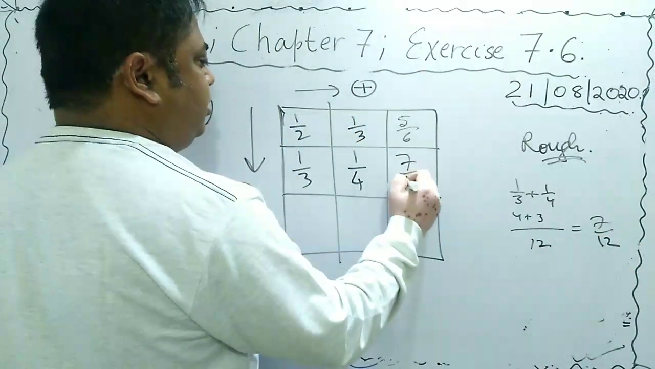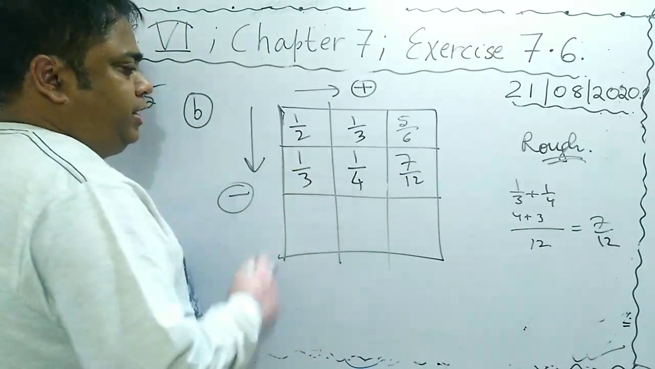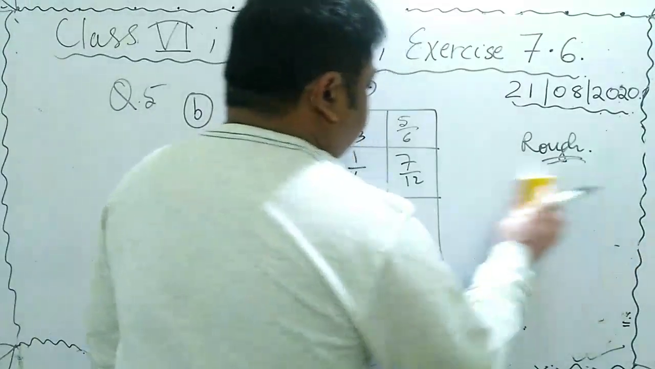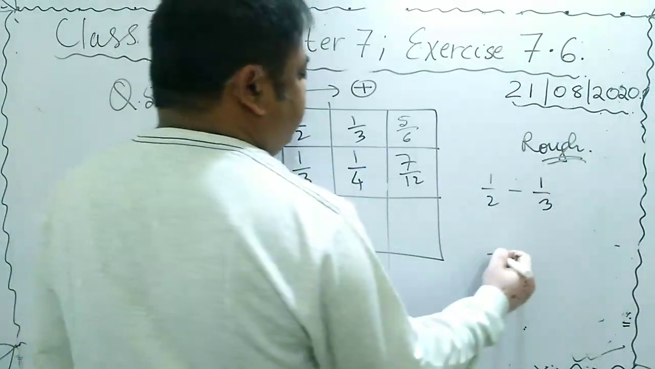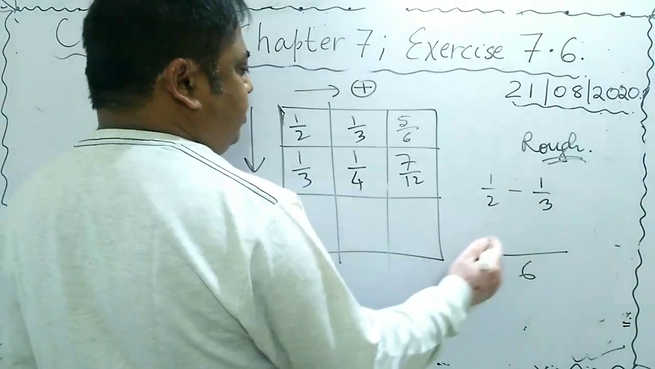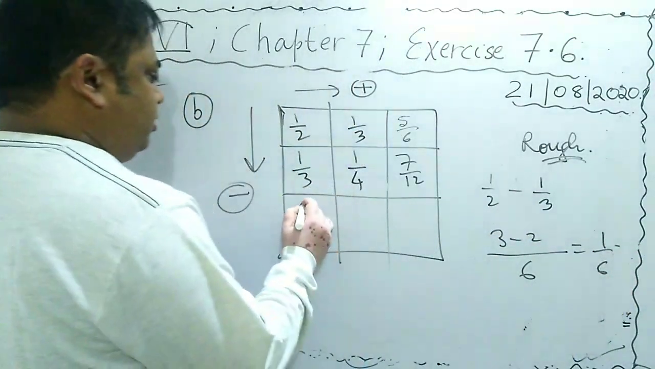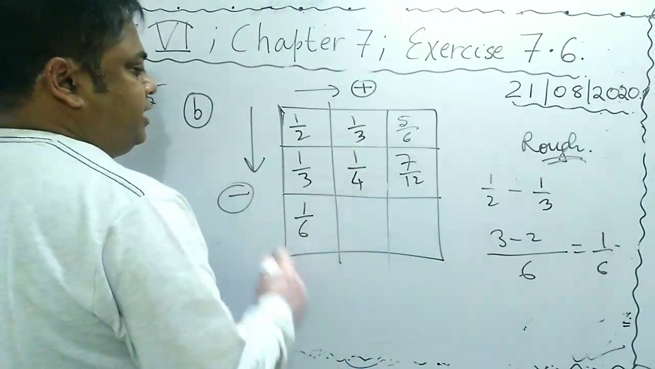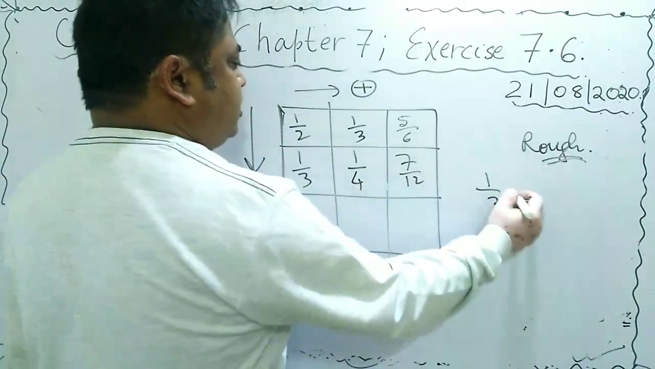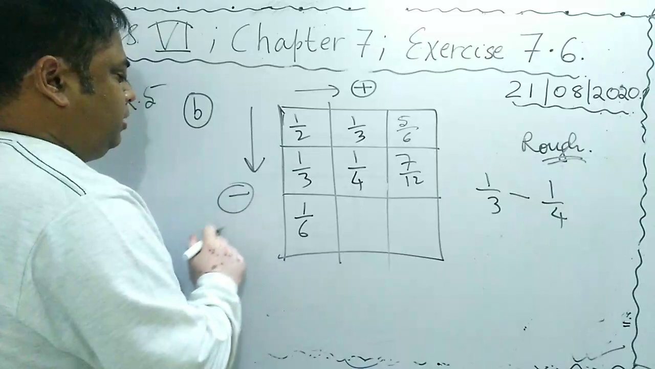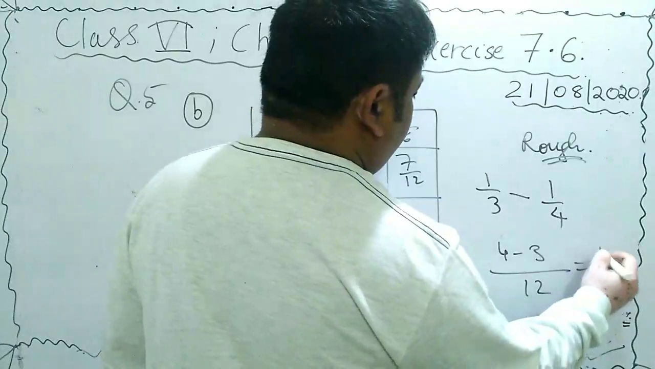This will become 7/12. टॉप टू बॉटम क्या होता है सब्ट्रैक्शन होता है, तो यहाँ पे डिनोमिनेटर डिफरेंट है, सो we have to do some rough work again. So 1/2 minus 1/3, LCM will be 6, then this will become 3 minus 2 will be equal to 1/6. So we'll write here 1/6. In this case 1/3 minus 1/4. Why? Because from top to bottom we have to do minus. LCM will be 12. This will be 4. This will be 3. This will be equal to 1/12.